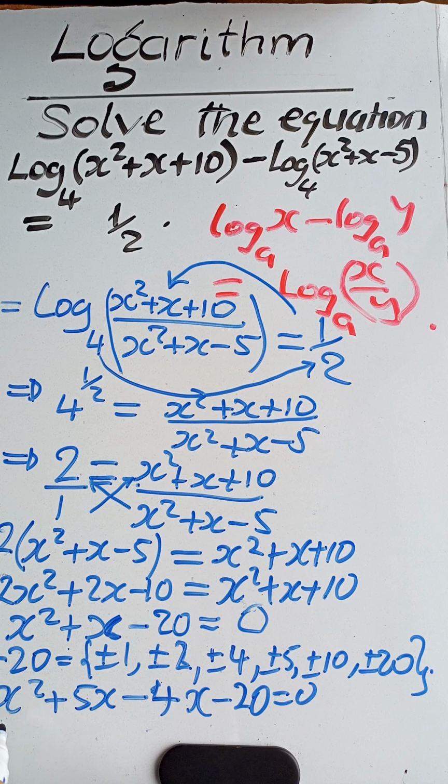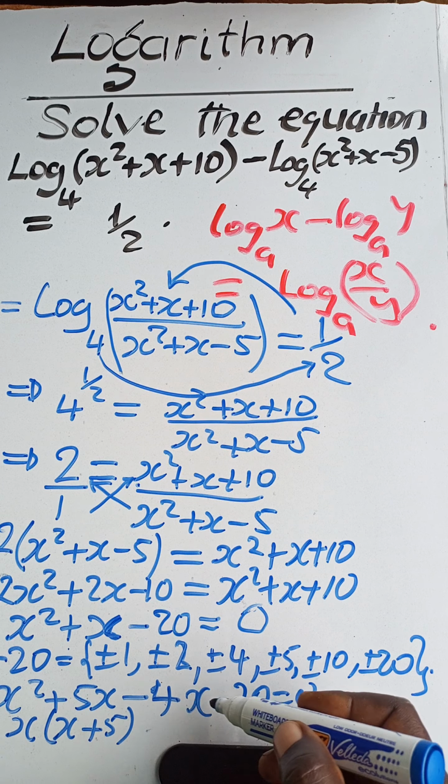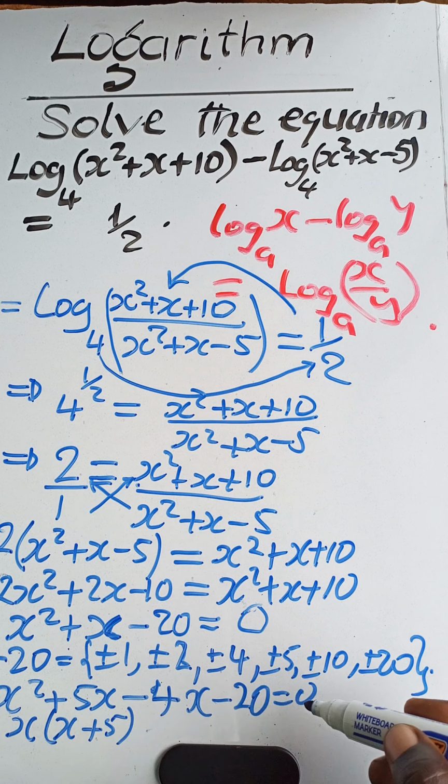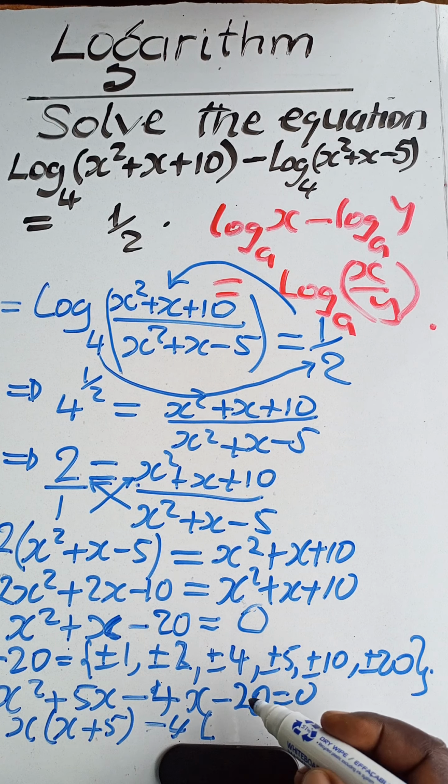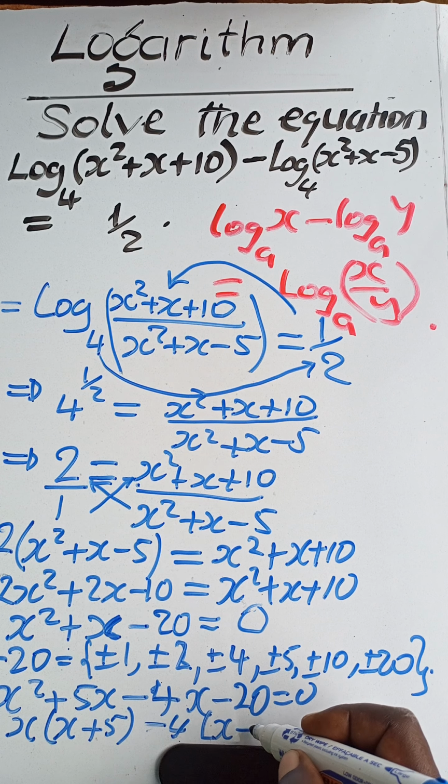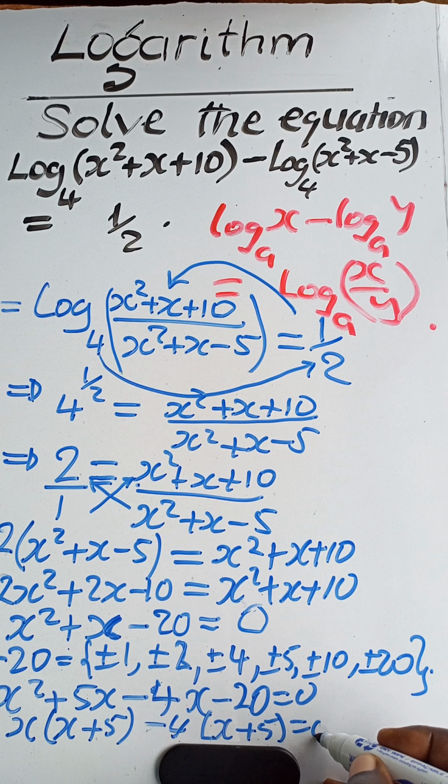Here we can factorize out x. We have x into x plus 5. Here we can factorize out negative 4. So I'll have negative 4 into x plus 5 equals 0.